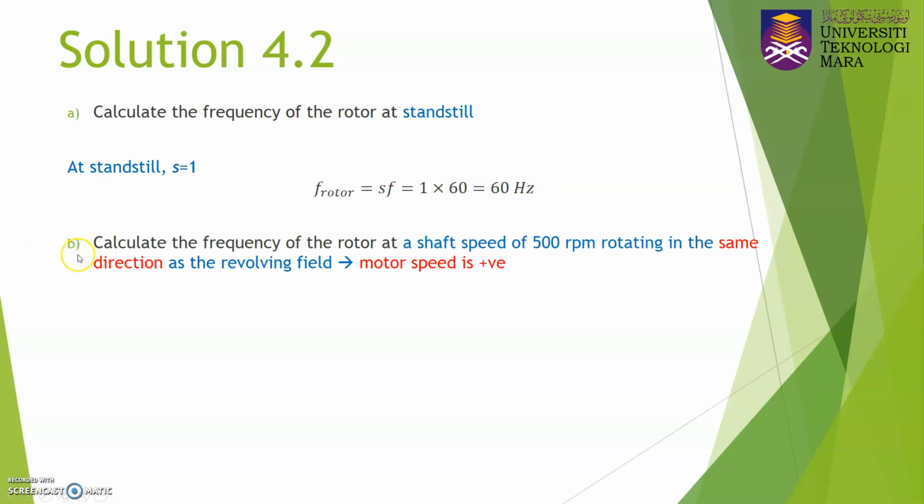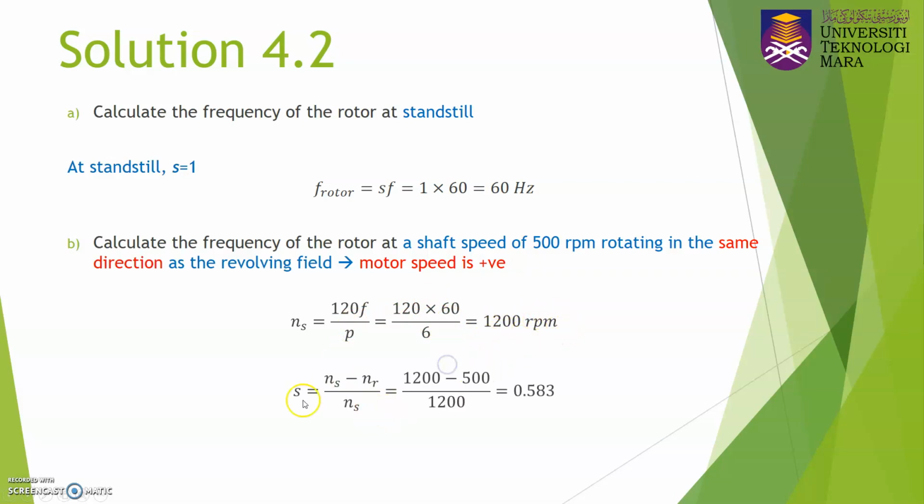And then next for B, you need to calculate the frequency of the rotor when your NR is 500, rotating in the same direction as the revolving field. When it has the same direction as the revolving field, meaning that the direction of NR is equal to the direction of NS, the motor speed we consider as a positive value. In this case you need to find the value of NS first. NS is given by 120 multiplied with F divided by pole. 120 multiplied with 60 divided by 6. So NS is equal to 1200 rpm.